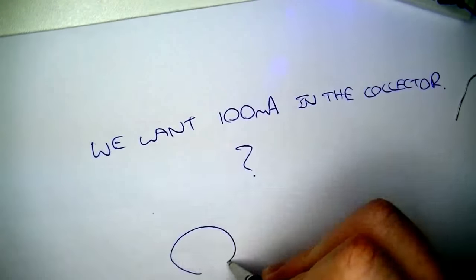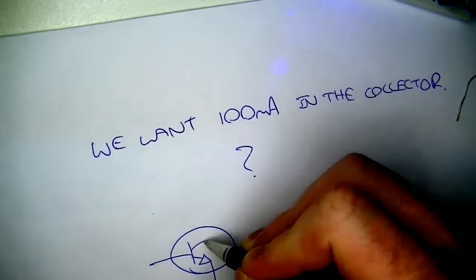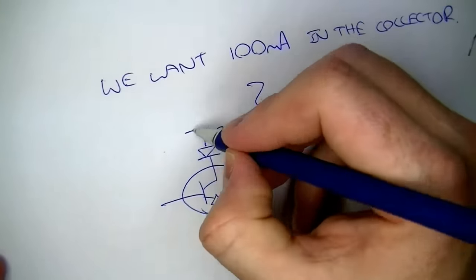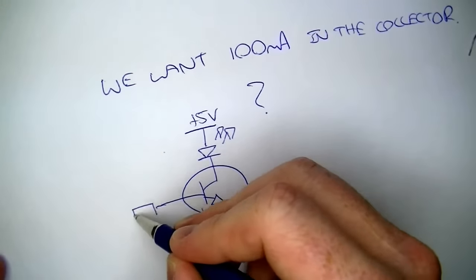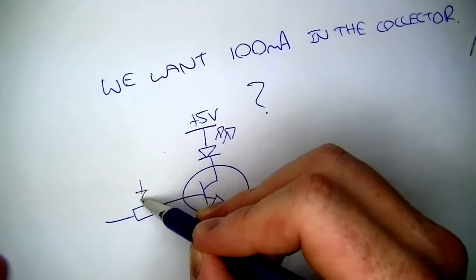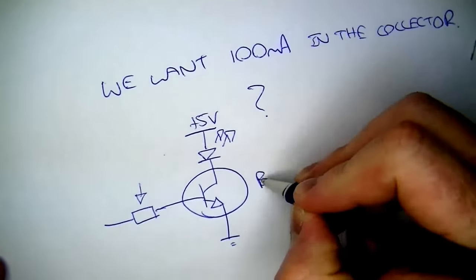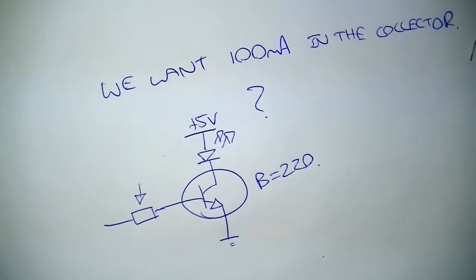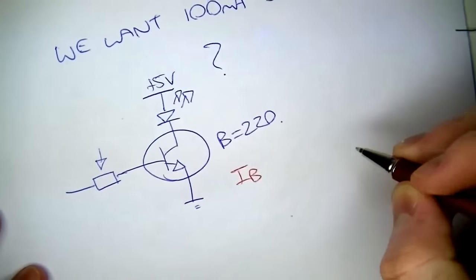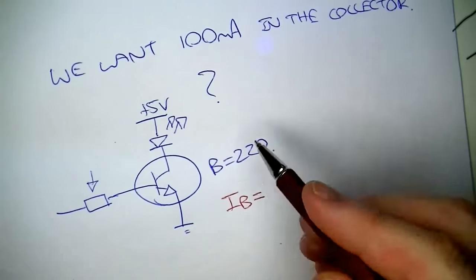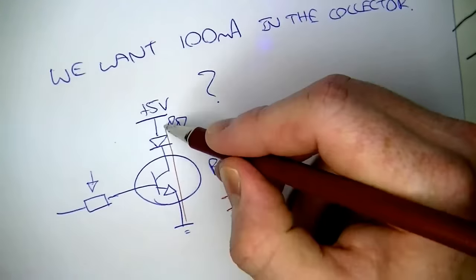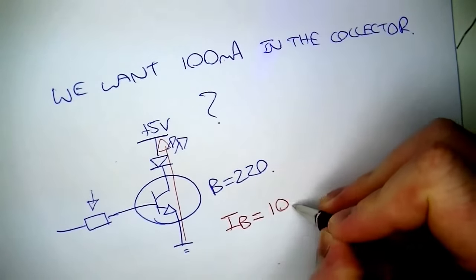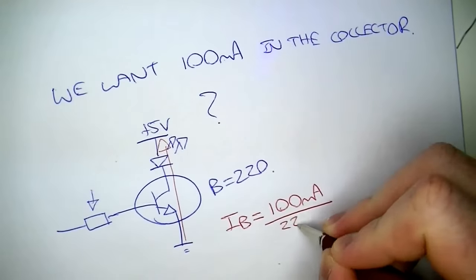Well, what we do is, here's our circuit, remember. Let's say we've got a really bright LED we want 100 milliamps going through. So we need to figure out this guy. What's he going to be? Well, if I stick with my beta of 220, we can easily go in reverse. What we need to do is figure out what IB is. So IB in this case is going to be 220 times smaller than my collector current. If I want 100 milliamps, then all I need to do is go 100 milliamps divided by 220.